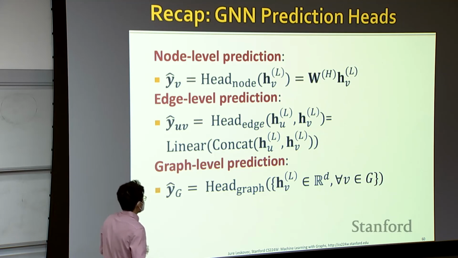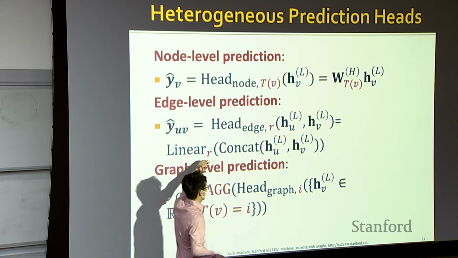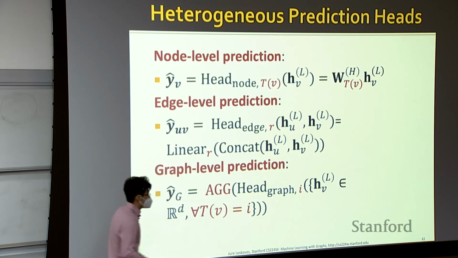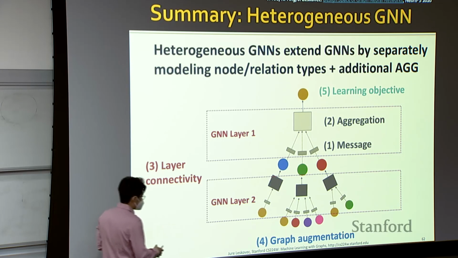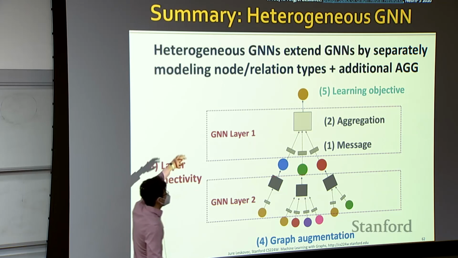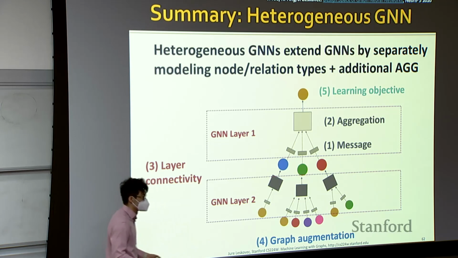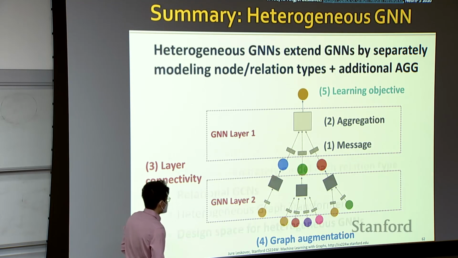So finally, regarding different prediction types, we have visited node, edge, and graph level predictions for homogeneous graphs. Similarly for heterogeneous graphs, we just need to consider this relation type R for these different prediction types. So now we have seen that we can extend the idea of GNN from homogeneous graphs to heterogeneous graphs. All we need is to properly consider the node and relation types and add one additional layer of aggregation over the relation type. That is all we need to make such an extension.